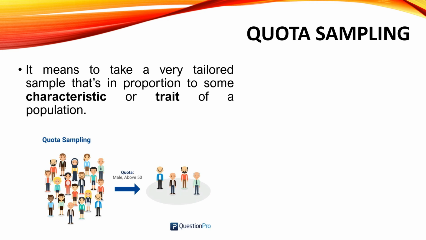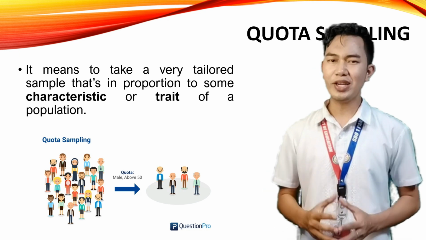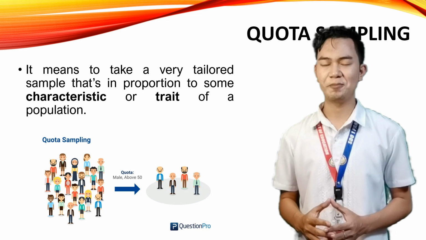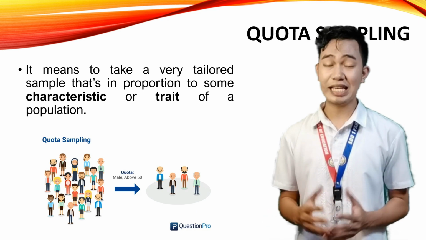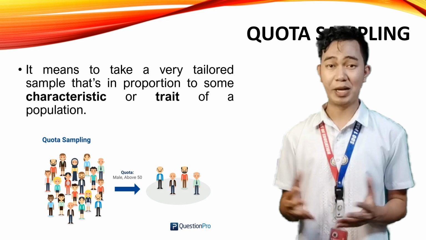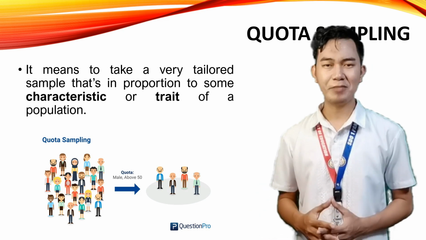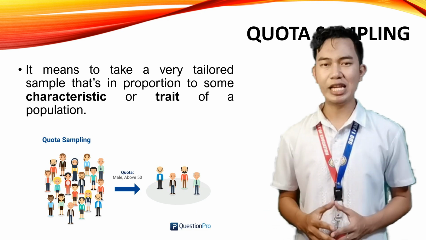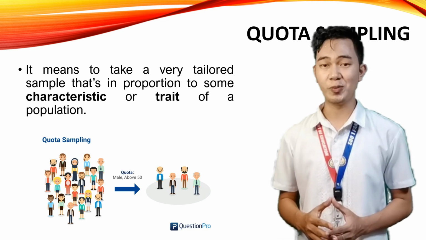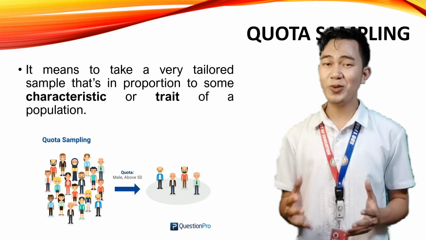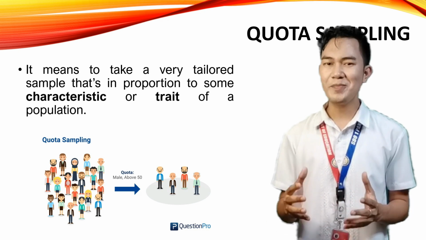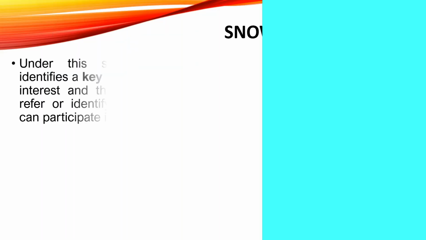Quota sampling. It means to take a very tailored sample that's in the proportion to some characteristics or trait of a population. Kapag ito ang ating gagamitin, meron tayong isaset na quota or limitations. Halimbawa, pwede nating i-divide ang isang population in terms of by place, income, education level, at iba pa. Ngayon, ang population natin ay ating i-divide into groups at ang mga samples ay kukunin natin sa bawat group para ma-meet natin ang quota.